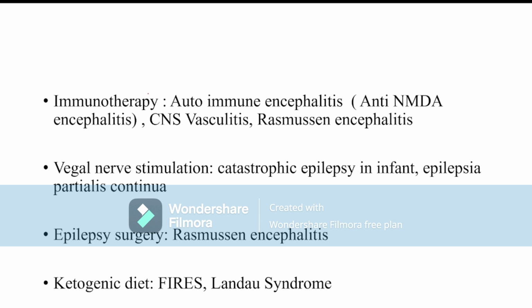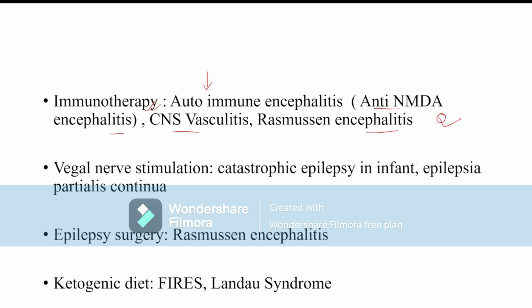Now some special situations in which we can give special treatment if the patient has refractory seizure. Immunotherapy is given if the patient is suffering from autoimmune encephalitis, most commonly anti-NMDA encephalitis, or the child is suffering from CNS vasculitis or Rasmussen encephalitis. We can give immunotherapy. What are the immunotherapies? Pulse methylprednisolone or IVIG or some biologicals.